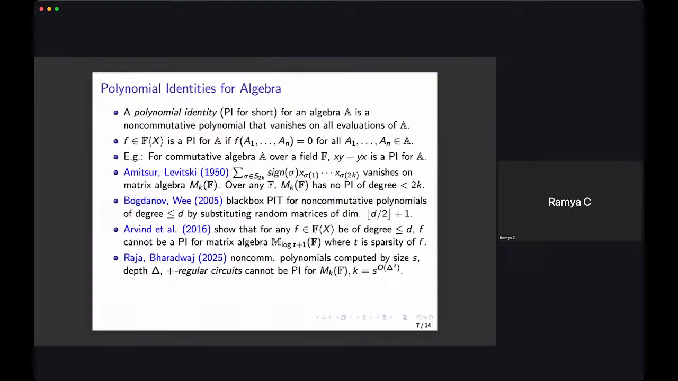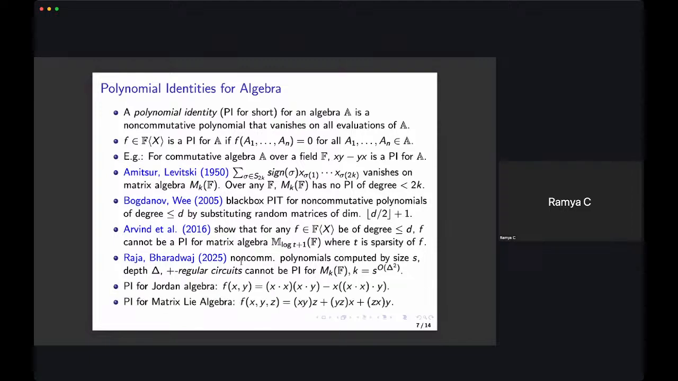These are some recent works. One of them is by Arvind, who also tried to show that there cannot be PIs for non-commutative polynomials where the function is dependent on the sparsity. And then it was recently used to prove polynomial identity testing algorithms for some special class of non-commutative circuits and so on. So you fix your favorite algebra, you can ask what can you say about polynomial identities for this algebra. But so far things were all associative because matrix algebra is associative. But we had these two special kinds of algebras, which is the Jordan algebra and matrix Lie algebras, which are non-associative algebras.